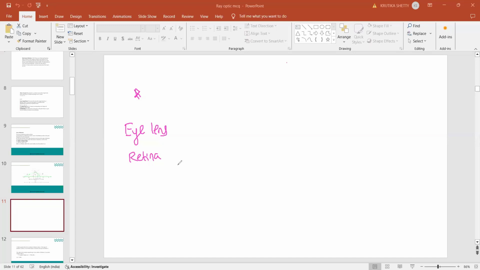So here the retina acts like a screen. If you consider this roughly as the eye, this is the front part, this is the back side part. At the back side there is a screen-like structure, that is called the retina. So the images are formed on the retina here. It is connected to the optic nerve. Then the signal goes to the brain and it will detect, and then the signals will come back here. So this is how the optic nerve and the retina work.